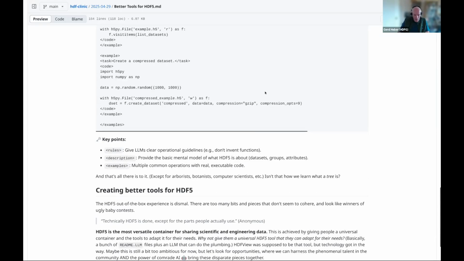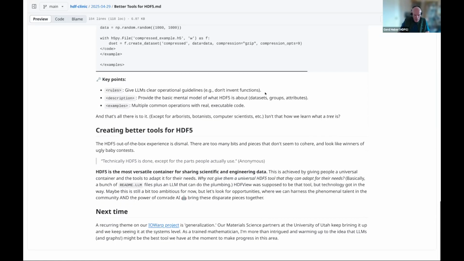Now, what does that mean, coming back to our original theme, for tools in HDF5? Well, the truth is, of course, that what I would call the out-of-the-box experience for HDF5 is pretty dismal. And there's plenty of good work going on, no question about it.